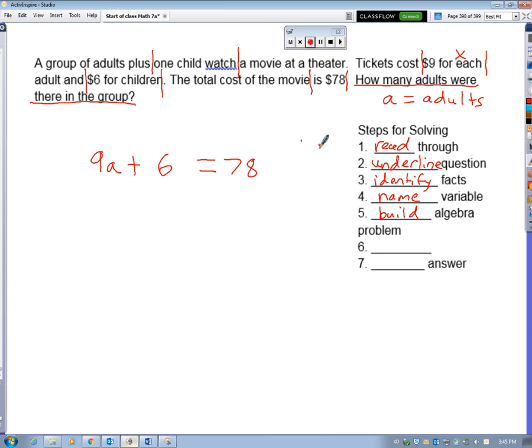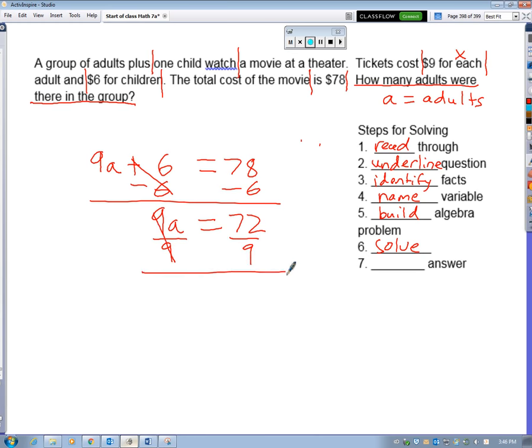All right, now we just need to go through and start solving this problem. We're going to target the 6 first. Get my solve step on down here. Minus 6, cancel. Minus 6 over here. Draw your line across. Bring down your 9 and your A. And then 78 minus 6 is going to get me 72. Now we just need to do the last step, which is 9 times A, so we're going to do the opposite. Divide by 9, cancel, divide by 9, and we're left with A equals 8.